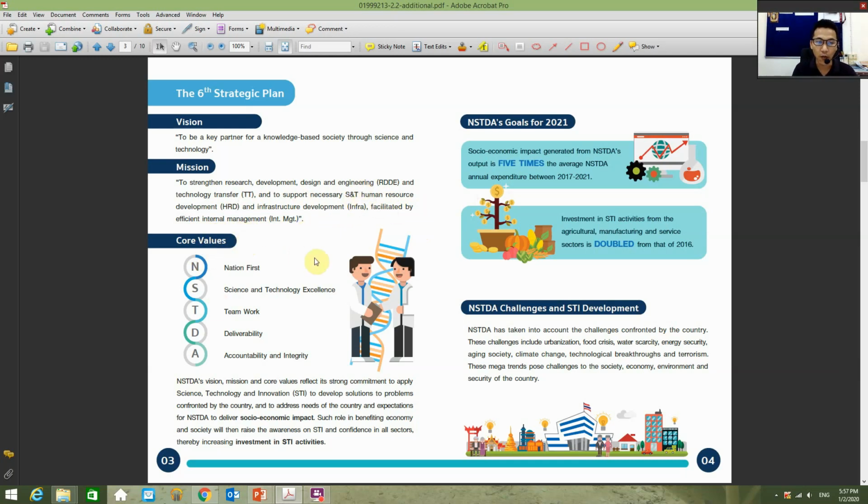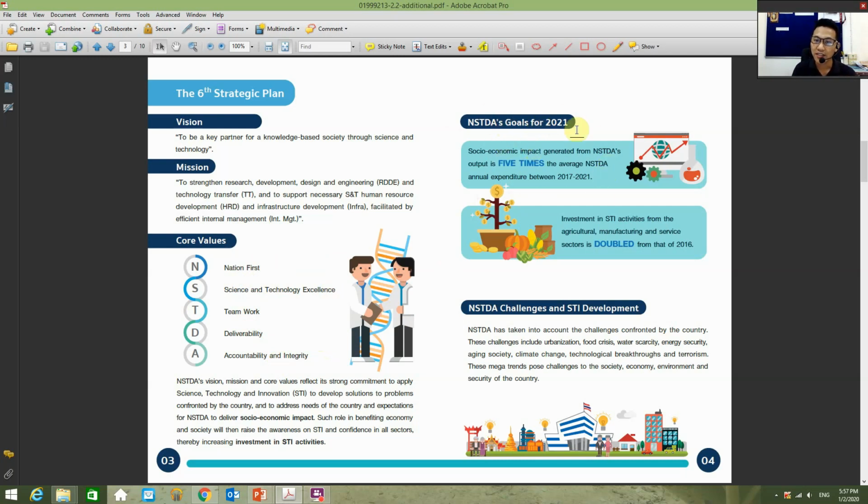And these are the core values: nation first, science technology excellence, teamwork, deliverability, accountability, and integrity. So these are the core values that if you would like to be in the game, you have to keep in mind. You have to do it as you mentioned over here. All right, and this is very challenging.